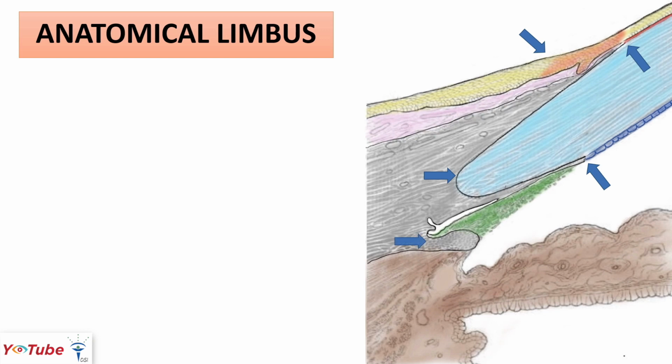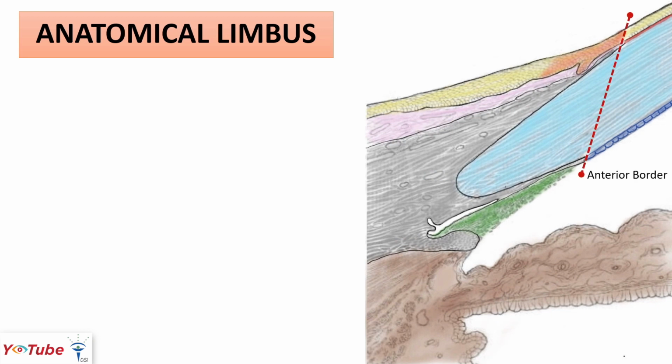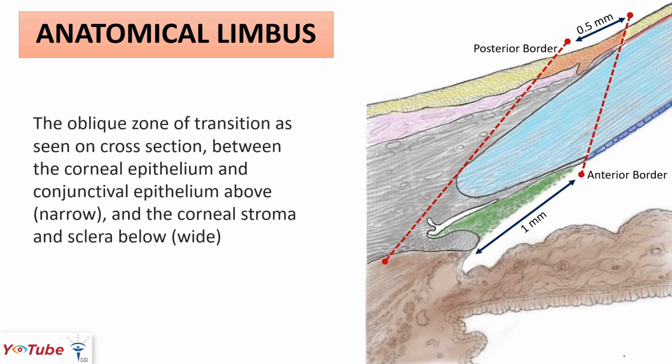Now, the anatomical limbus is the zone between two imaginary straight lines. The anterior line joins the termination of the Bowman's layer to the Schwalbe's line, and the second posterior line is from the end of the limbal epithelium around the scleral sulcus to behind the scleral spur. So the anatomical limbus is defined as the oblique zone of transition as seen on cross section between the corneal epithelium and conjunctival epithelium above, which is narrow, and the corneal stroma and sclera below, which is wide. So this is the anatomical limbus.